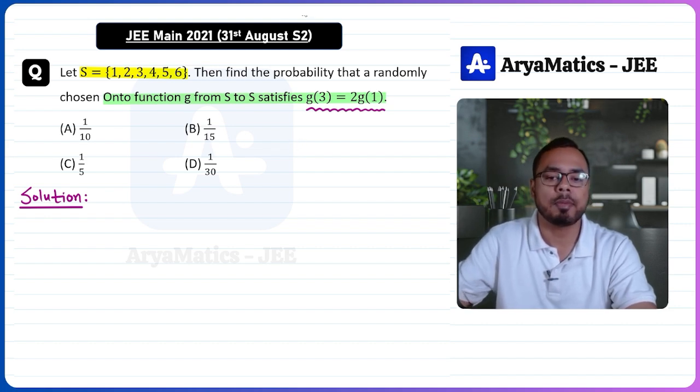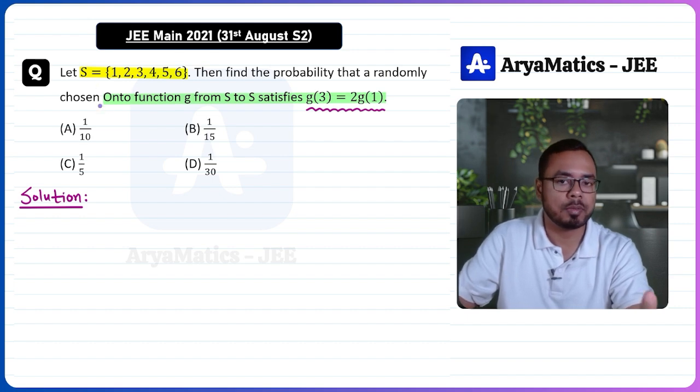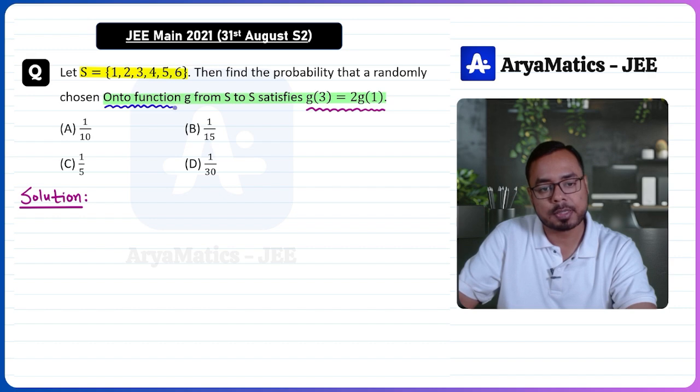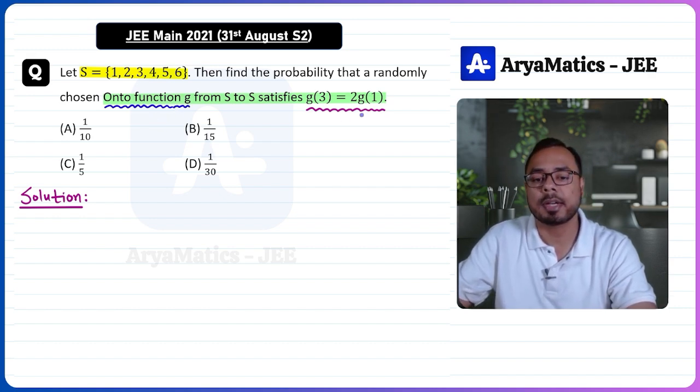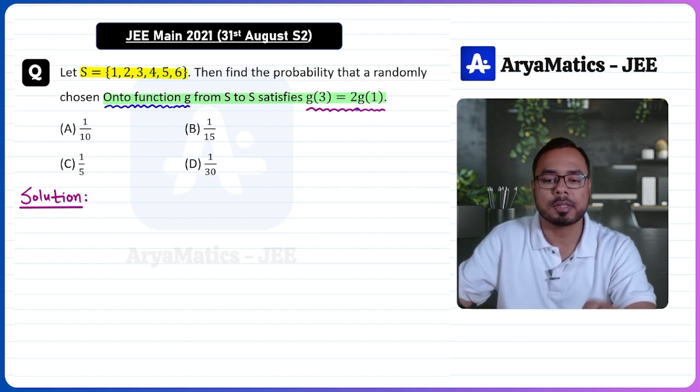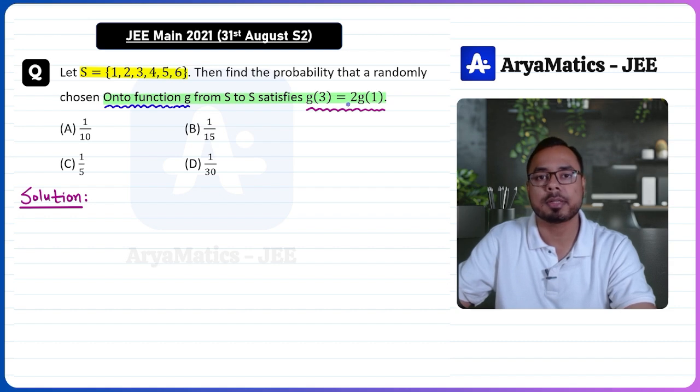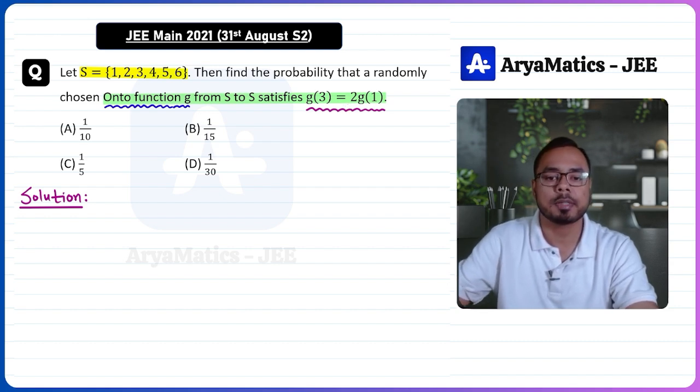Now in this problem we have to first find the total number of onto functions from S to S. That will give us the number of elements in the sample space. And then we have to find how many functions satisfy the condition that g of 3 is twice of g of 1. And then probability will be number of favorable cases by total number of cases.